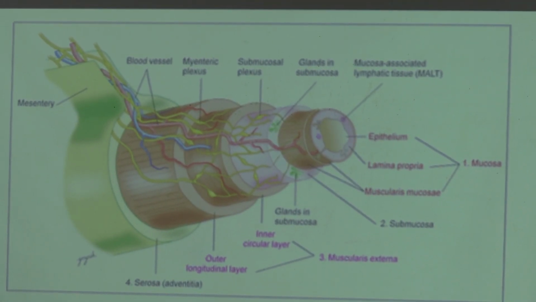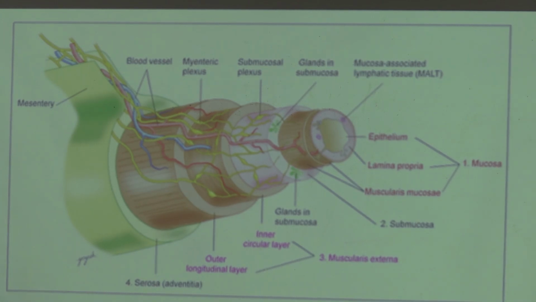So we have seen the difference between serosa and adventitia. Where peritoneum is present, there you will be writing about serosa. Where peritoneum is absent, in that part you will be mentioning about the adventitia. So that is all about the layers of the GIT.